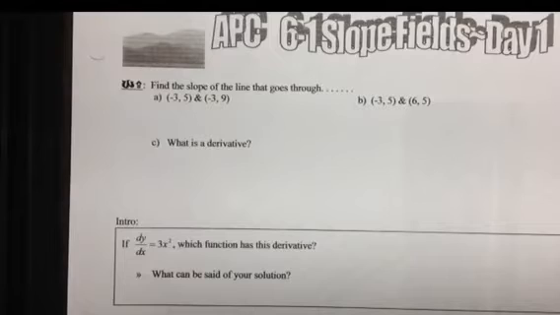This is the sheet that you should be looking at, entitled 6-1 Slope Fields Day 1. Our warm-up is going to involve finding the slope of lines that go through 2 points. Again, we've been doing this for quite a while. I'm going to give you a second here to answer our warm-up questions A, B, and C. Do pause the video and figure those values out.